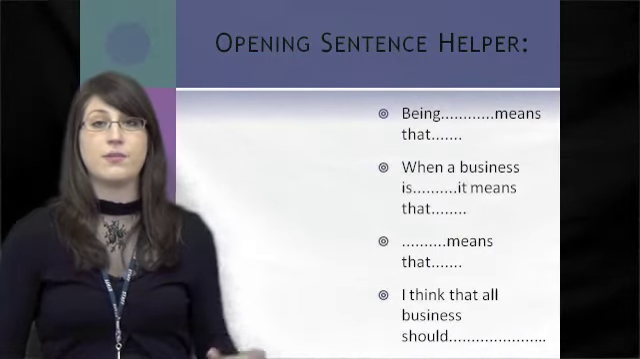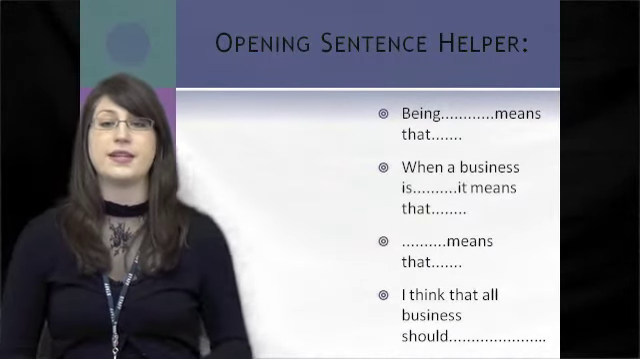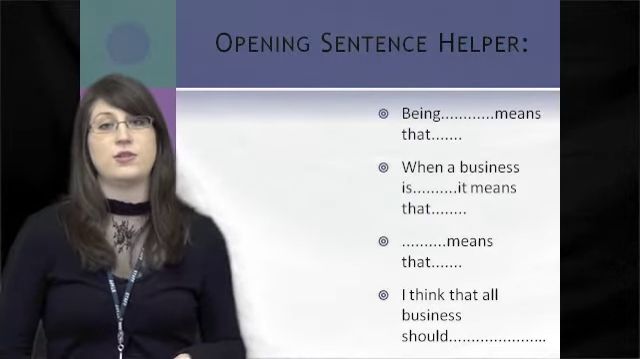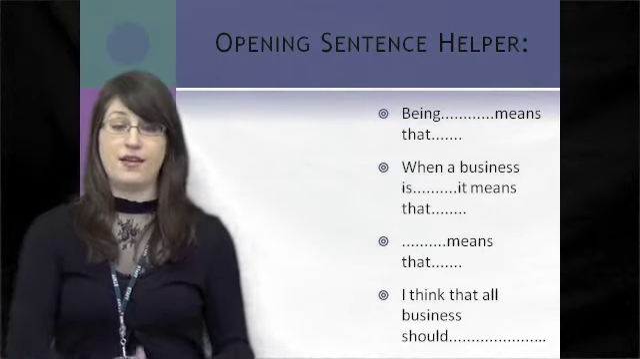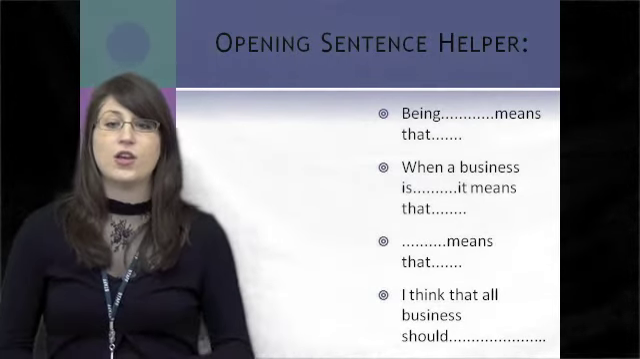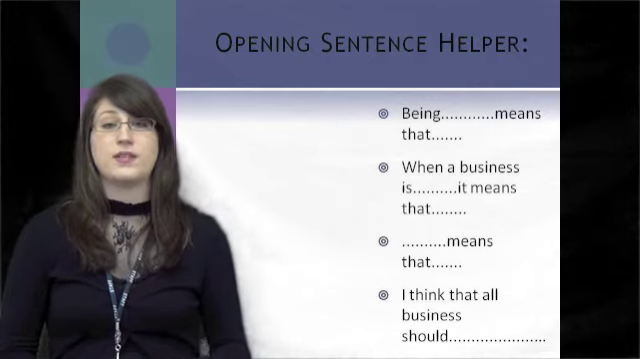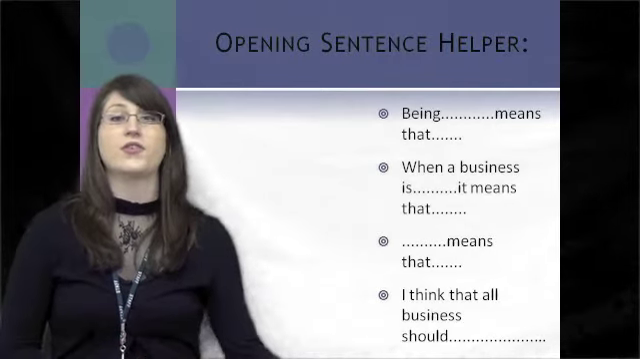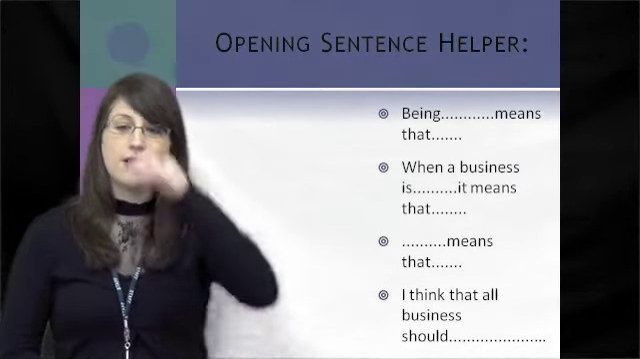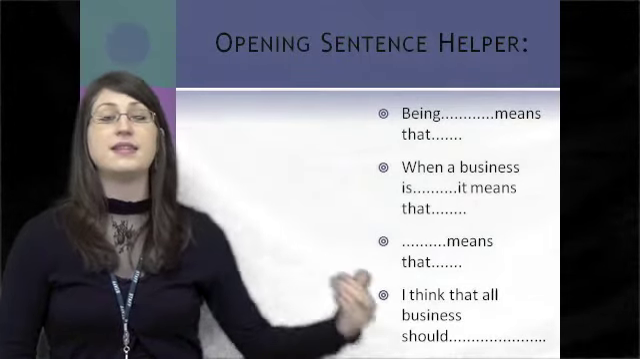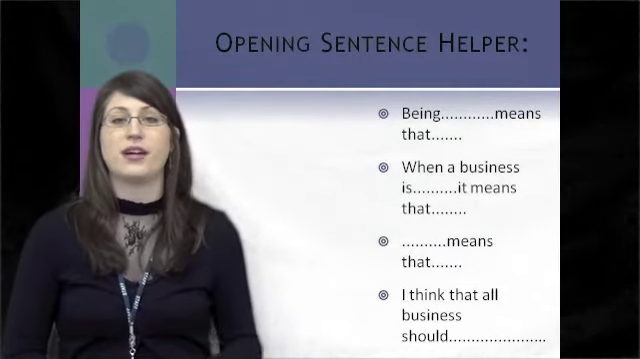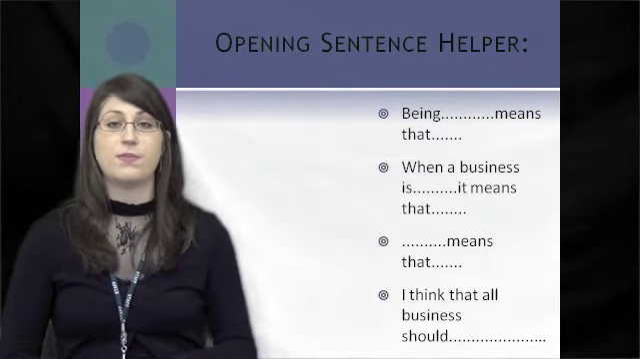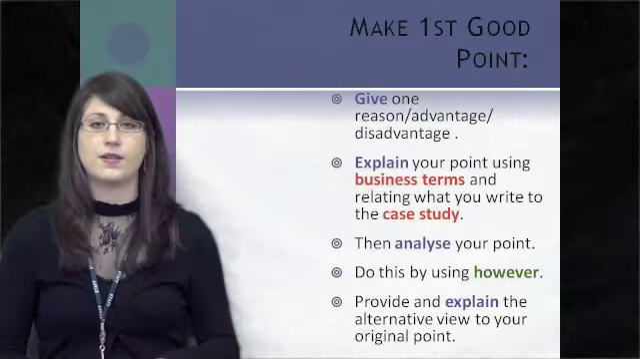So here are some examples of how you could write your opening sentence then. For example, you might want to use the "being a" structure: being a franchise means that, and then you explain what a franchise is. Then you could also use, I think that all businesses should become franchises. This is because, and then go on to write your answer. You could also say a franchise means that, then again explain what a franchise is. So you could use any of these 4 opening sentence structures to help you begin your 9-mark question answer.